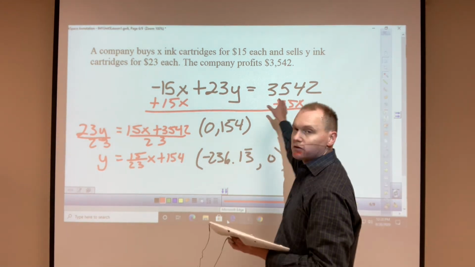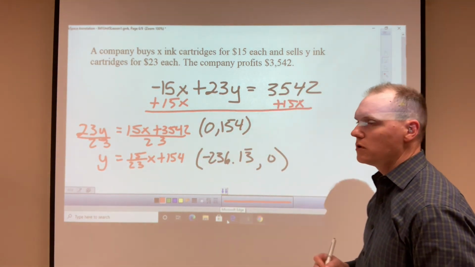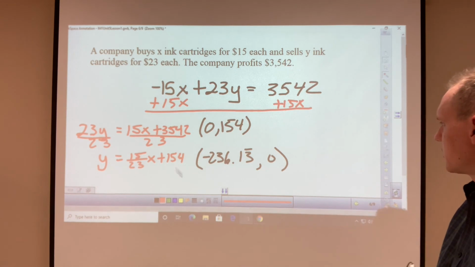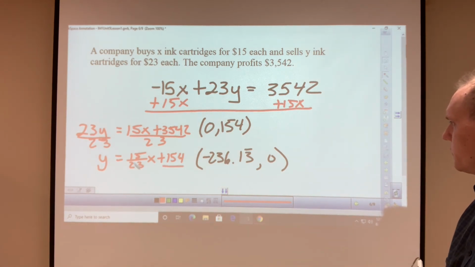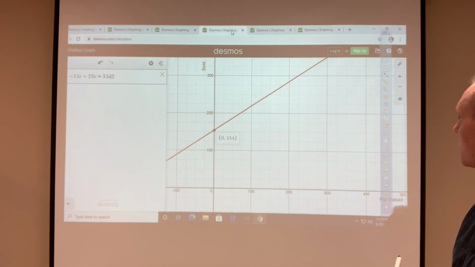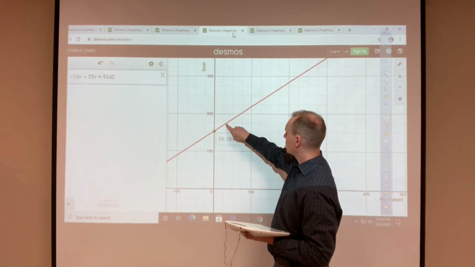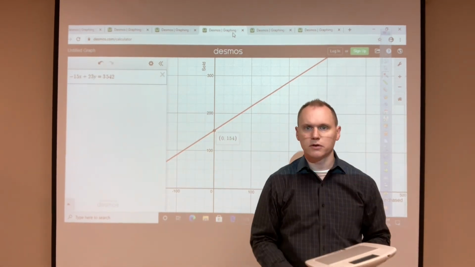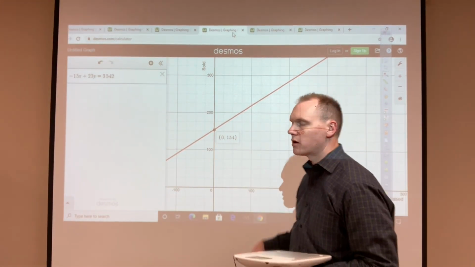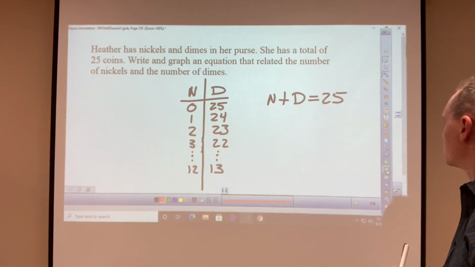So that's how we convert, just to remind you once more, and then how that connects to the graph. If we look back at the graph of this one, it should have a y-intercept of 154 and a slope of 15 over 23. So go up 15 over 23, up 15 over 23. There's our slope. Y-intercept is 154. So just wanted to reiterate that before we finish up here today.